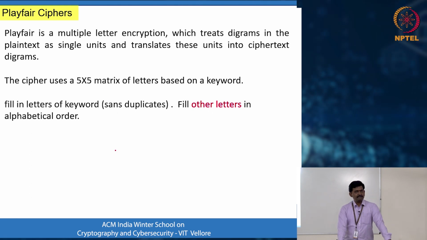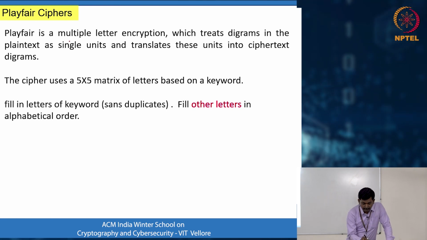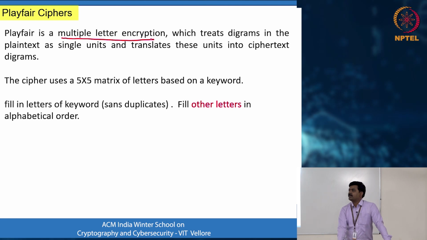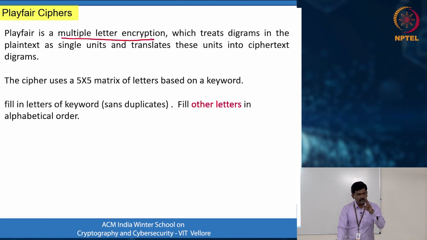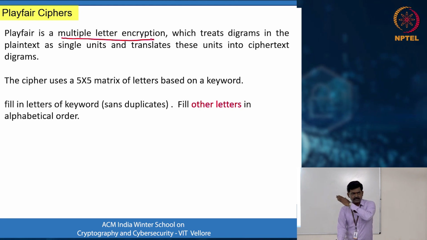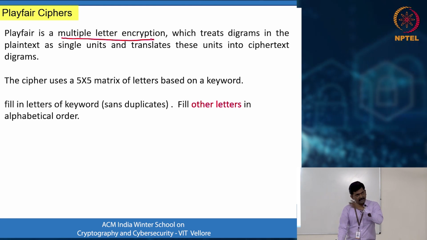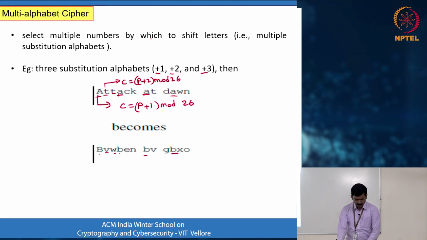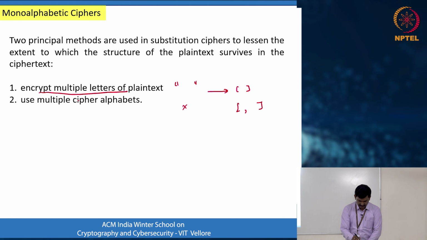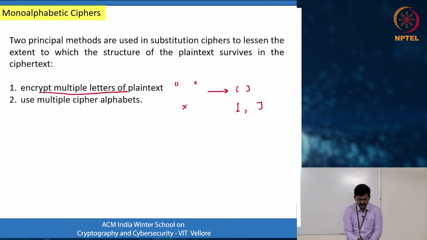Other classical cipher is the Playfair cipher, which is the example for multiple letter encryption. What is meant by multiple letter encryption? What is that previous slide I said? Either you can take multiple plain alphabets and map it to the cipher alphabet. That is one thing. Otherwise, take multiple cipher alphabets, map it. What is this one is the second scenario, right? I hope you guys remember these 2 points. What we are going to discuss now is for the first one.